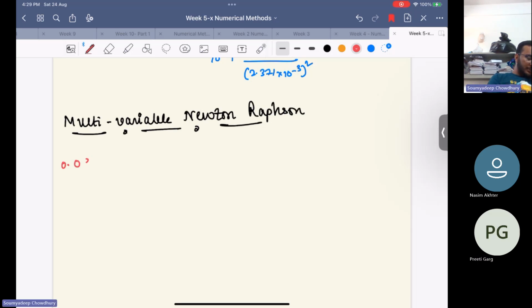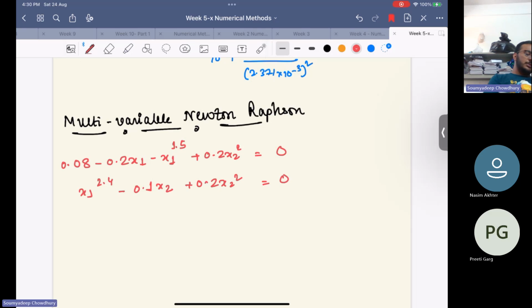The first equation is 0.08 minus 0.2x1. This is one. And another equation is x1 to the power 2.4. So these are the two equations given, and the two variables are x1 and x2. The initial guess is given to you as 1 and 1. That is x1 of 0 is 1 and x2 of 0 is also 1.